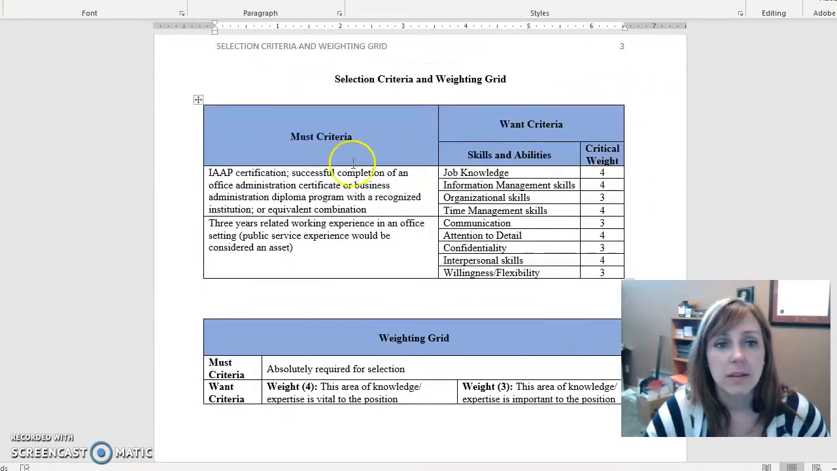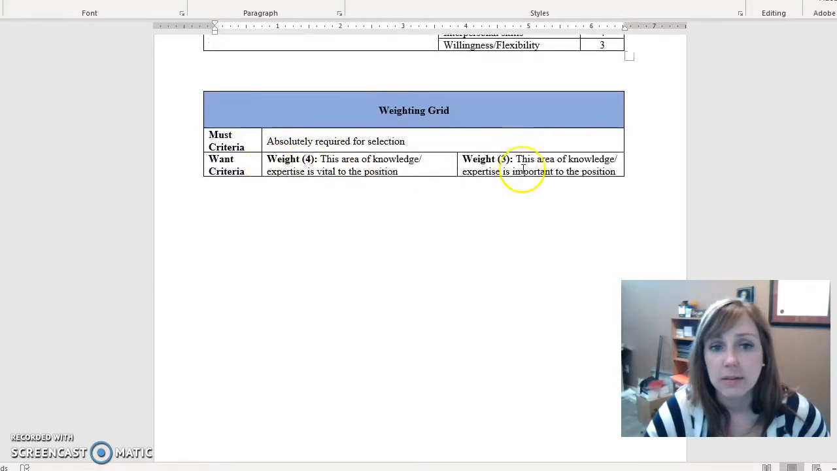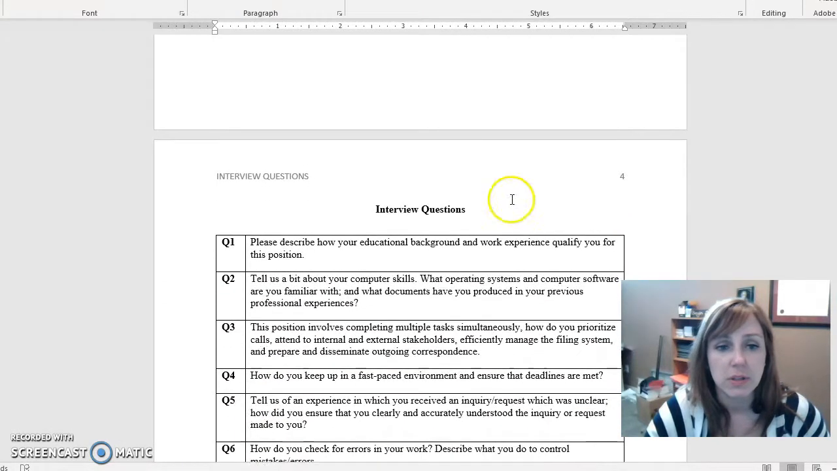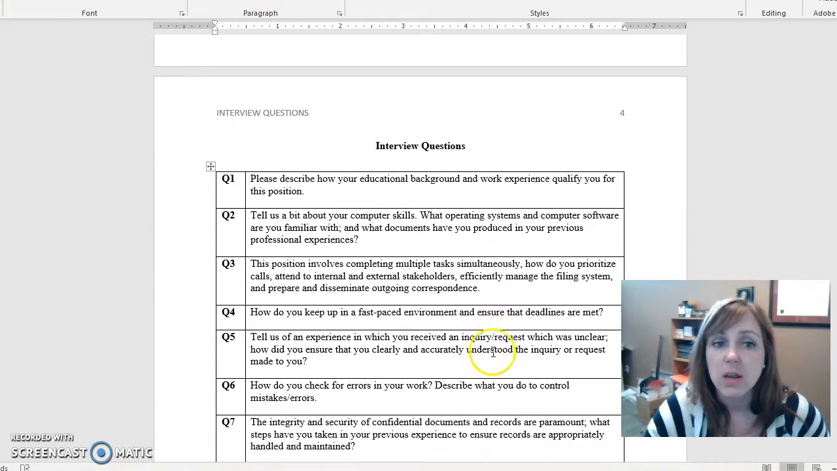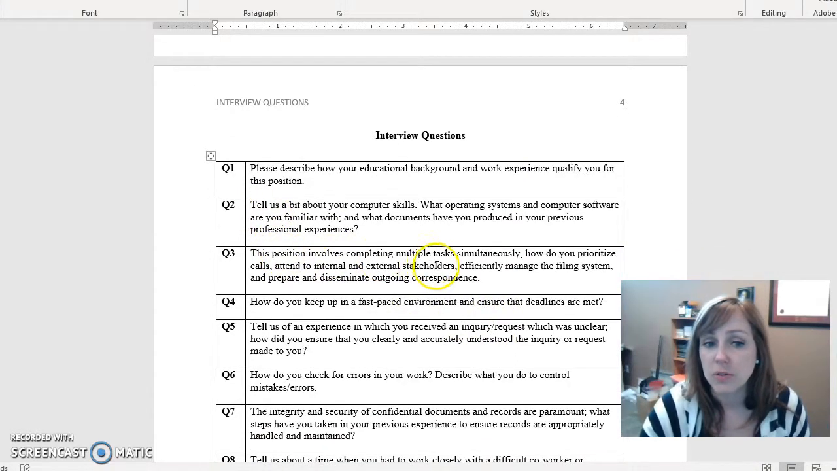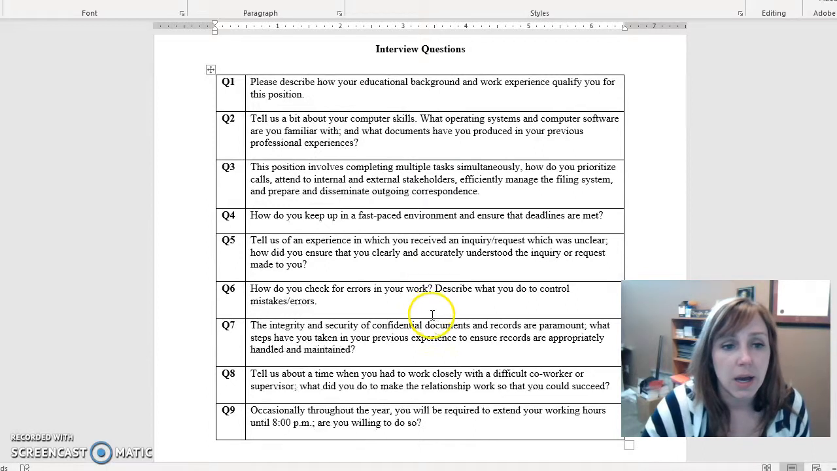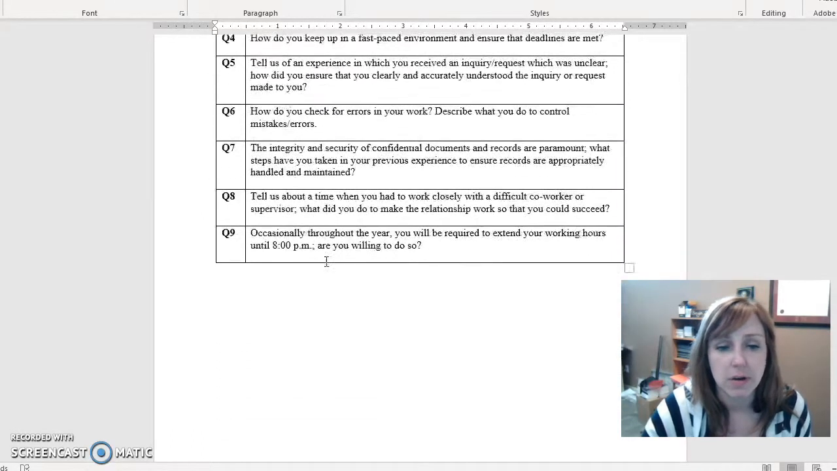And then the musts and wants, as I mentioned, those are weighted differently. Each question's weighted differently. The interview questions are there. You'll see situational questions. This position involves completing multiple tasks. How do you prioritize? That's that kind of futuristic, how would you handle a situation? And then a behavioral question. Tell us of an experience in which you received an inquiry and how did you handle it? So both included in there.